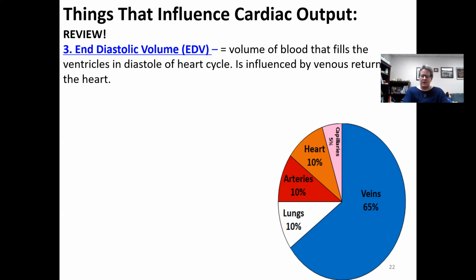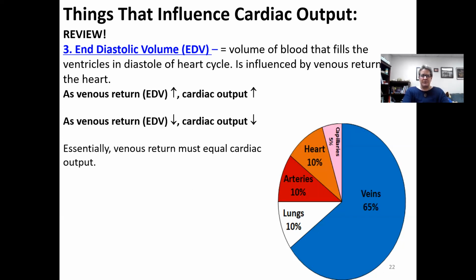All right. So, venous return. As venous return is improved, end diastolic volume is improved, more blood fills the ventricles. That will increase cardiac output because there's more blood there to contract out. If venous return is diminished, then end diastolic volume, or blood in the ventricles, goes down and cardiac output goes down. So, all right, venous return is important.